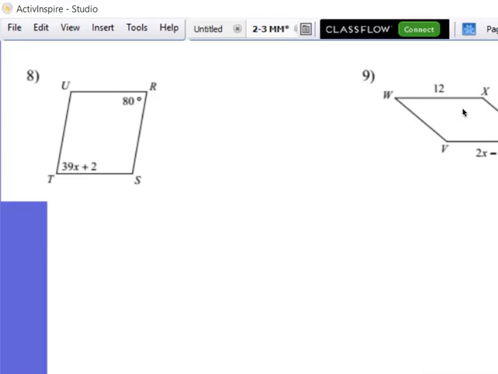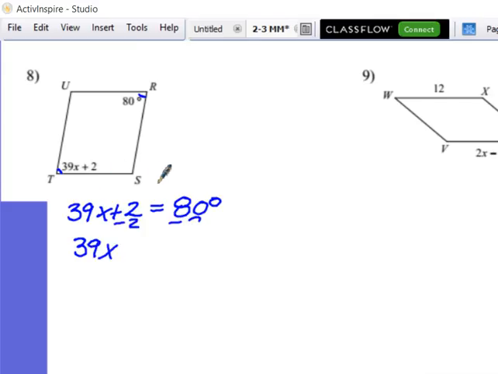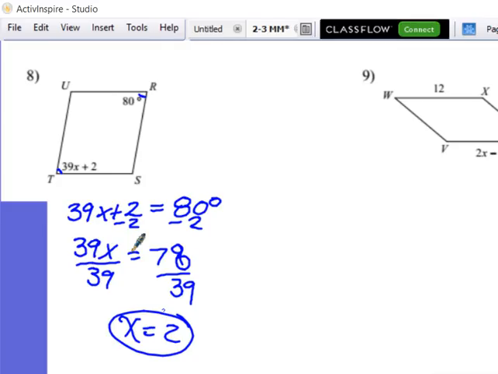Super easy. Okay, a couple more examples. Now we're dealing with angles again over here. Number 8. What do we know about that angle and that angle? Equal. So 39x plus 2 equals 180. That's our true statement. It's not 180. Equals 80 is our true statement. Solve for x. So 39x. We're moving across an equal sign, so we'd subtract 2 from both sides, right? 78, right? And then we would divide both sides by 39. Perfect, x equals 2. Pretty simple.